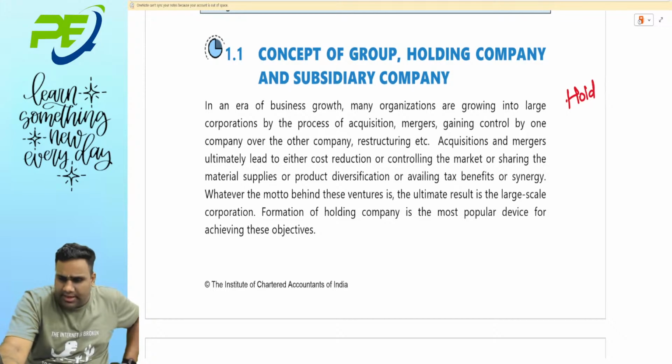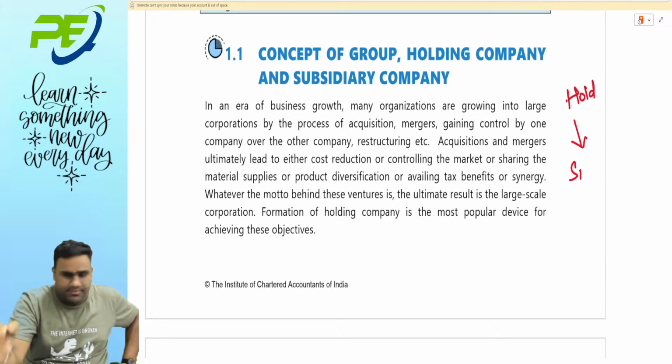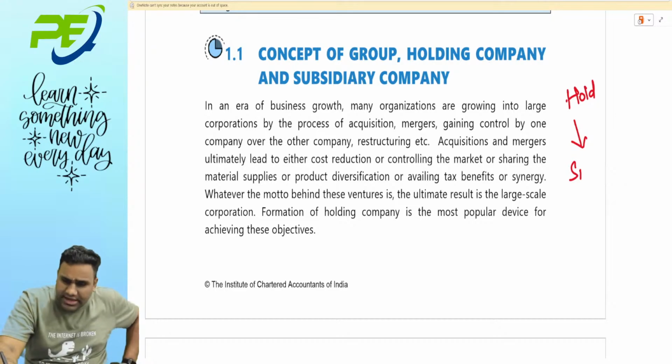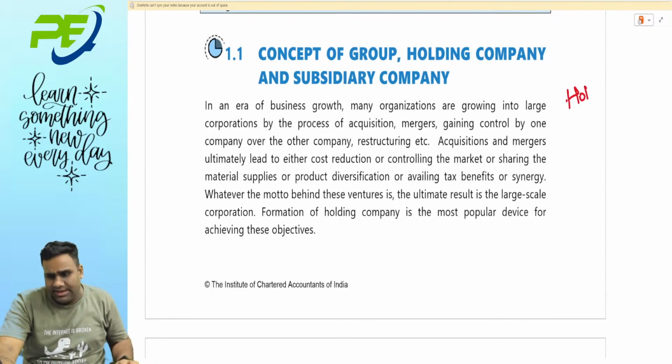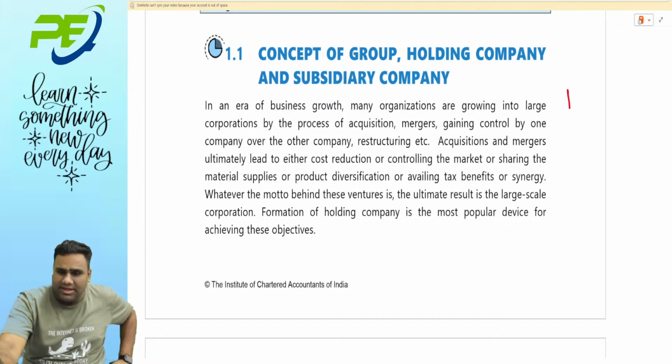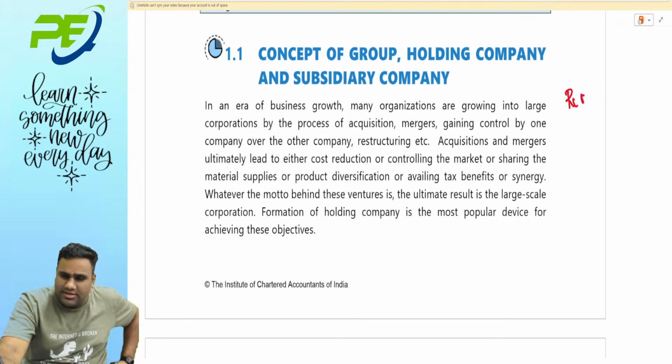Now we will get into one more level. That's a holding company which has a subsidiary S1. And this becomes very boring, so let me put some random names. There's a company called Ronak.